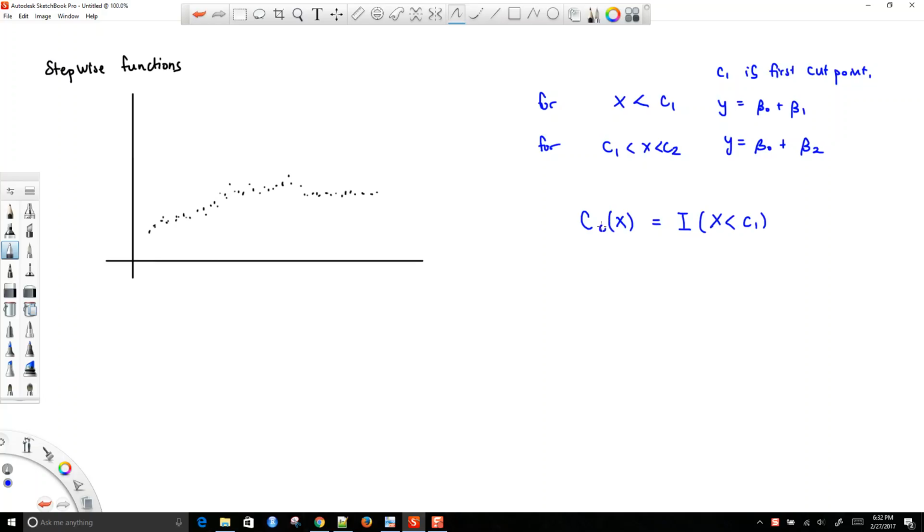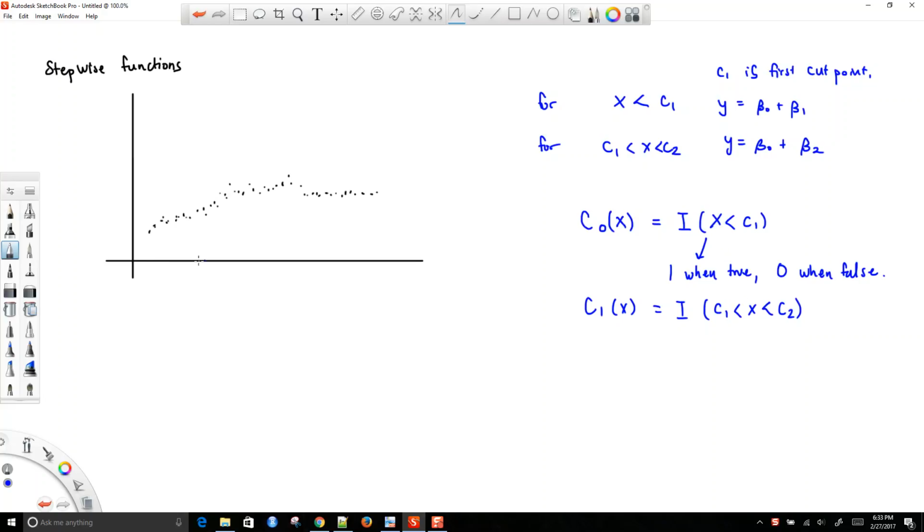Yeah, this will be C0. Okay. And so the identity function is basically 1 when it's true versus 0 when false. Okay. And C1 of x is going to be the identity when C1 is less than x is less than C2. Okay. So again, this is equal to 1 when this thing is true, and it's 0.